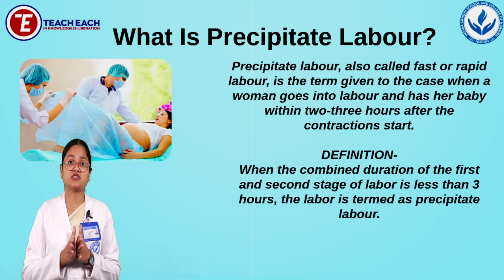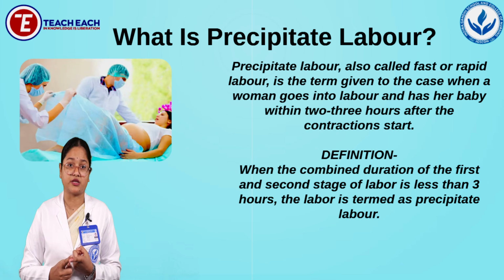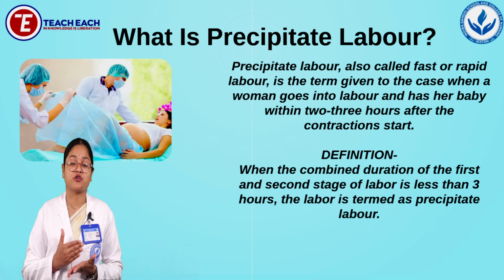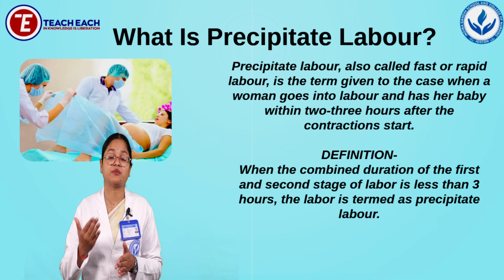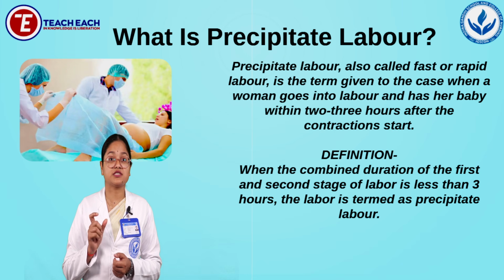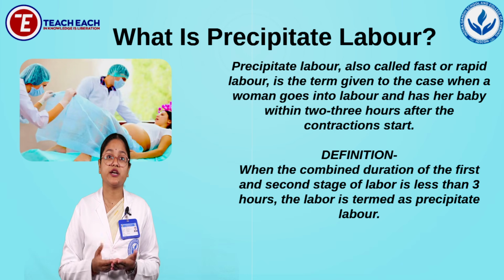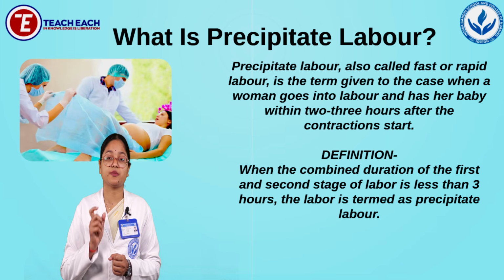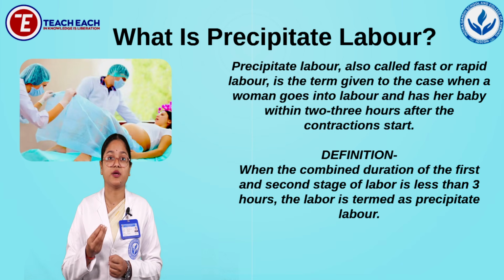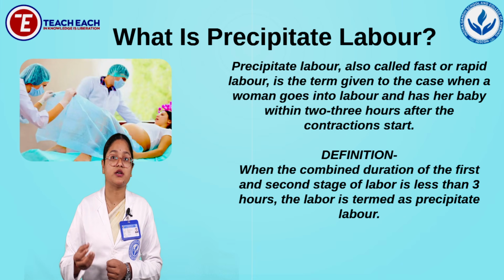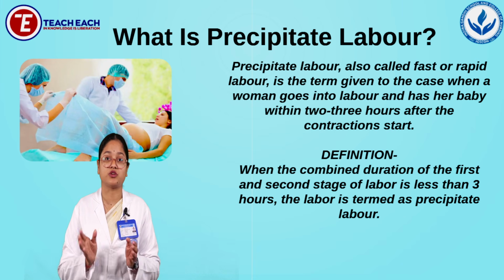Basically, the first stage will be 12 hours for a primigravida mother, meaning those who are pregnant or delivering a baby for the first time. It can exceed that also, but in a multigravida mother the first stage is only 6 hours. But in precipitate labor, the whole 3 stages take 2 to 3 hours, and the delivery is complete, from the true labor pain, cervical dilatation, delivery of the baby and delivery of the placenta within 2 to 3 hours of time.